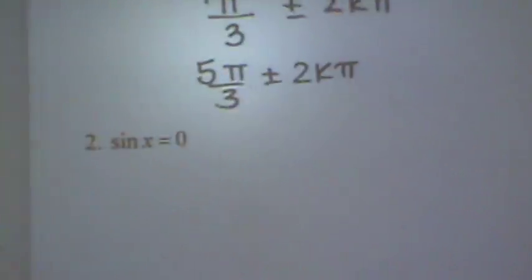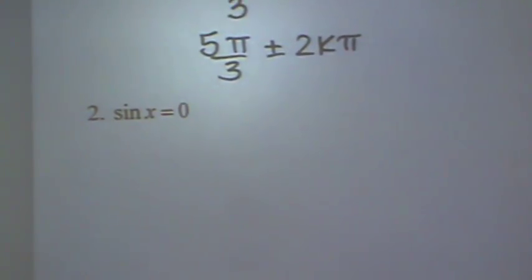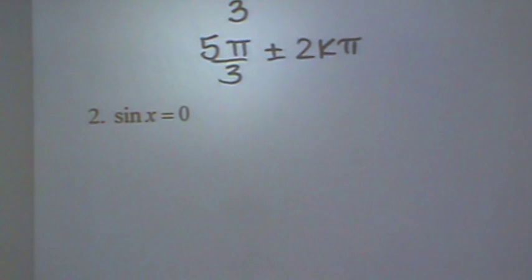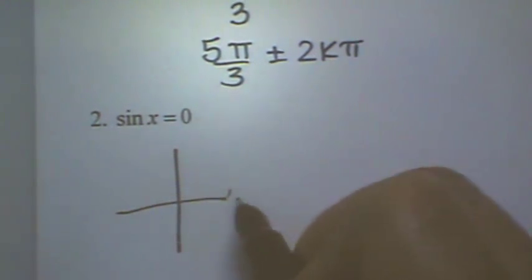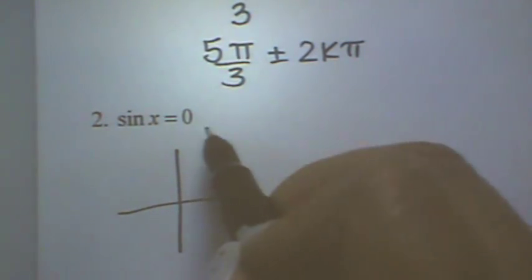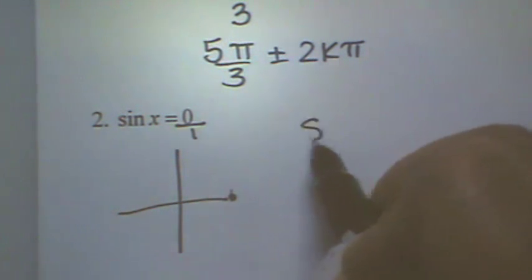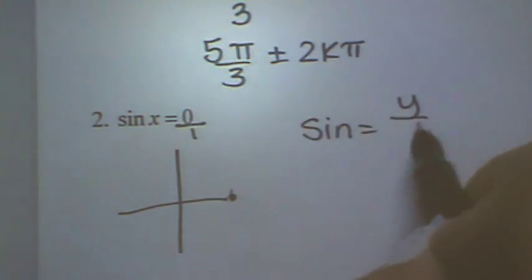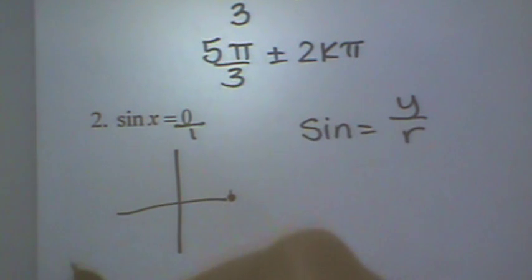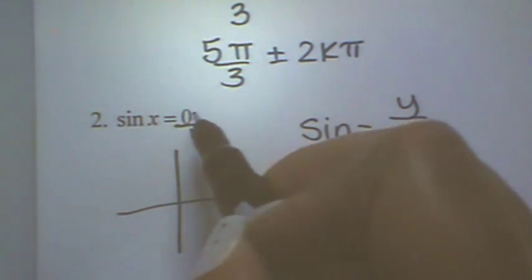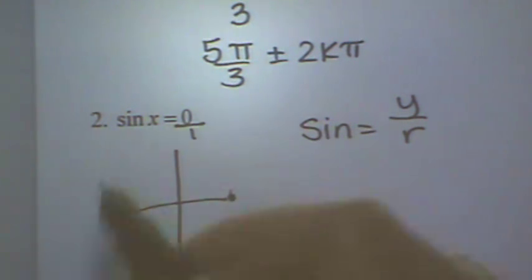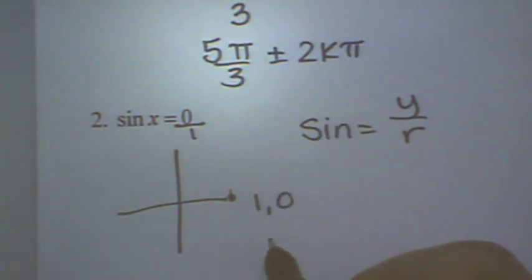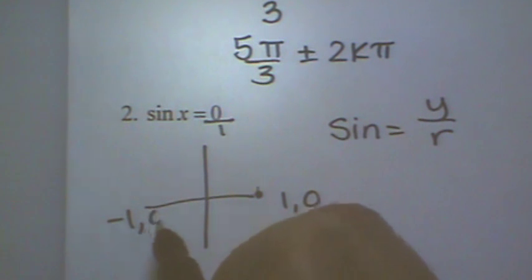Okay, next one, number 2. You got your unit circle, from 0 to 2 pi. Can you tell me, what is the definition of sine? It's y over r. Where is the y value gonna be 0? Where is y equal to 0 on this unit circle? Here and here.